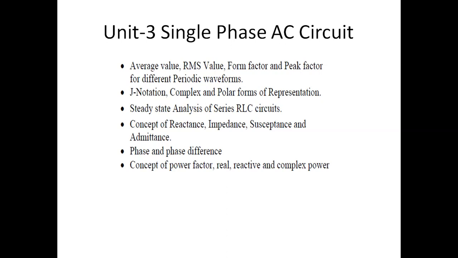So A plus jB can be represented in the polar form, where the magnitude of the complex quantity is the square root of A square plus B square, and the phase is tan inverse B by A. That is the polar representation in which we can write a complex quantity in its magnitude and phase form. Sometimes we will be dealing with the complex quantity in the Cartesian form, or sometimes in the polar form.